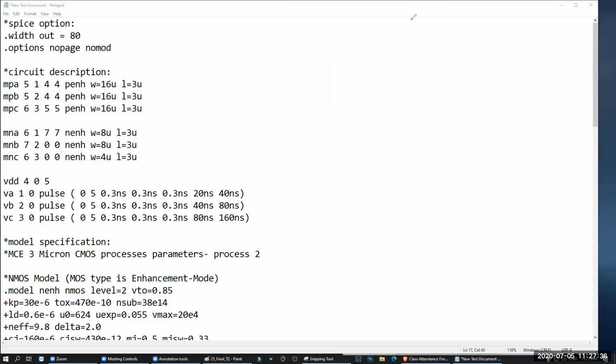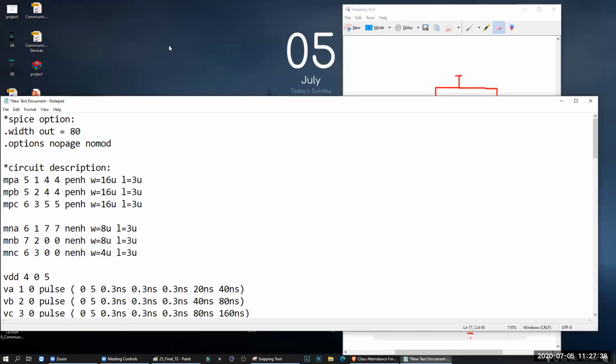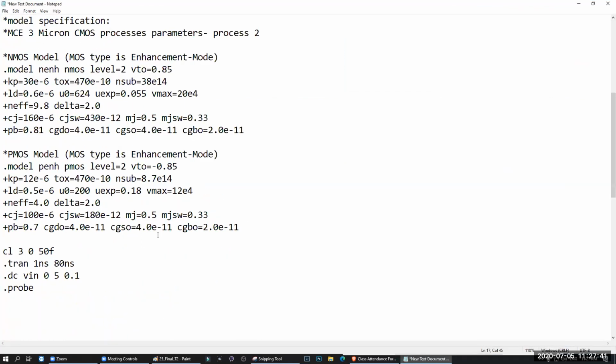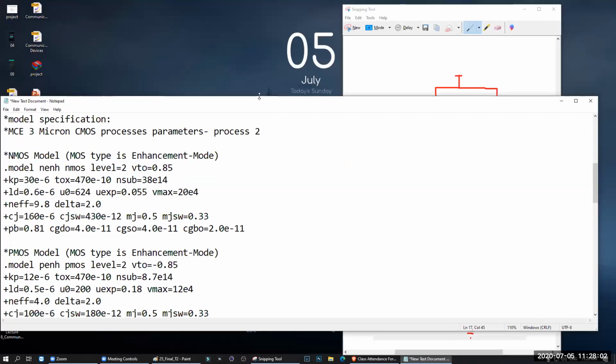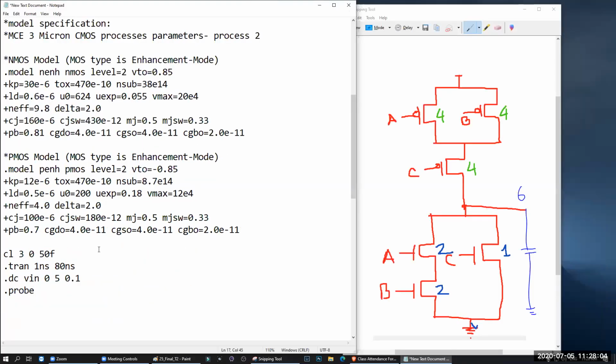Understand my point? Now, our circuit is not completed yet. Since this was 4, 5, 6, right, what is that? Our capacitor will be connected at number 6, right? Remember? So we will write like that as well. Our capacitor will be connected at 6 and it will be 50 femtofarad. We do not need DC analysis yet.